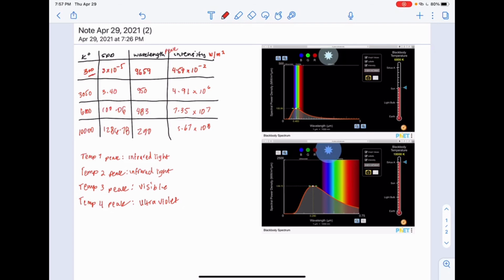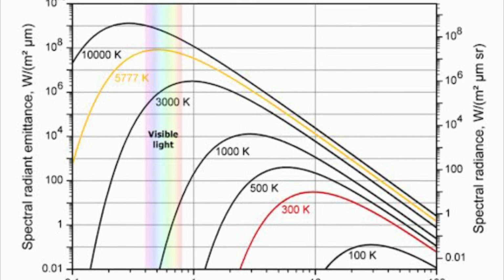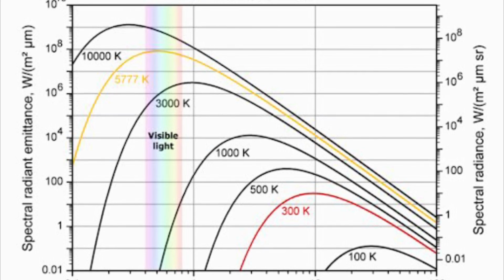So looking at all of this, we can come to the conclusion that as temperature increases, the peak wavelength decreases and the intensity we see here increases. And here we have all the different temperatures that we had tested in this lab and where they fell under the light spectrum. Here we have an example of 7 different bodies with different temperatures and emitted radiation.